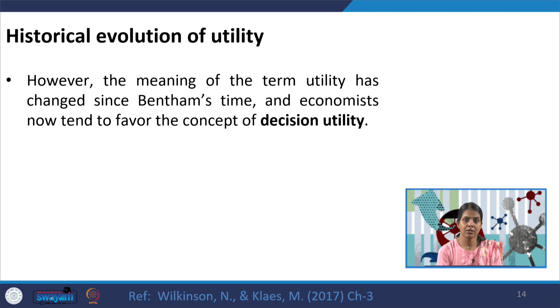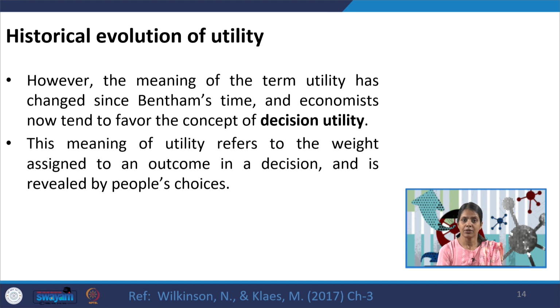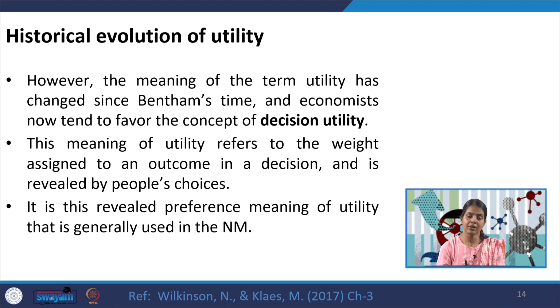However, the meaning of the term utility has changed since Bentham's time, and economists now tend to favor the concept of decision utility instead of experienced utility. This meaning of utility refers to the weight assigned to an outcome in a decision and is revealed by people's choice. It is this revealed preference meaning of utility that is generally used in the neoclassical model. We have also talked very briefly about the theory of revealed preference.